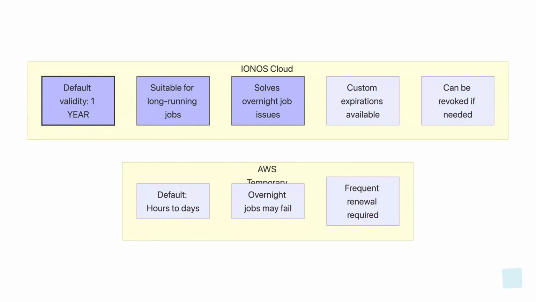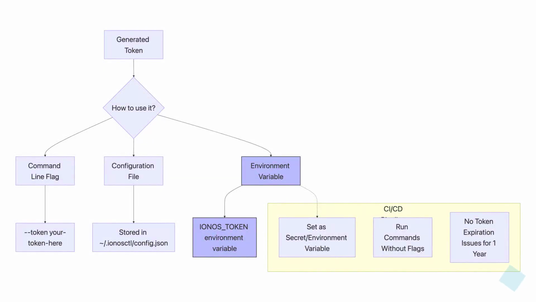Here's where I think you'll be pleasantly surprised with Ionos. By default, the tokens are valid for a full year, which solves that overnight job issue. But if you prefer shorter-lived tokens for security reasons, you can customize the expiration. For example, ionosctl token generate --ttl 30D creates a token valid for 30 days. You can use years, months, days, hours, or even minutes. In production environments, I typically recommend 30-90-day tokens as a good security versus convenience balance. That flexibility could save us time troubleshooting failed jobs.